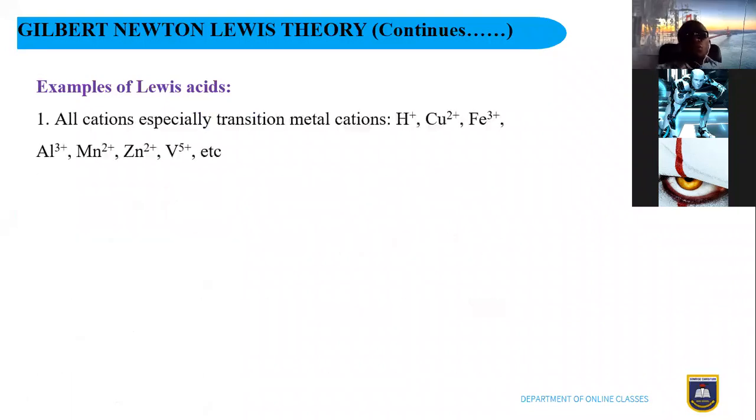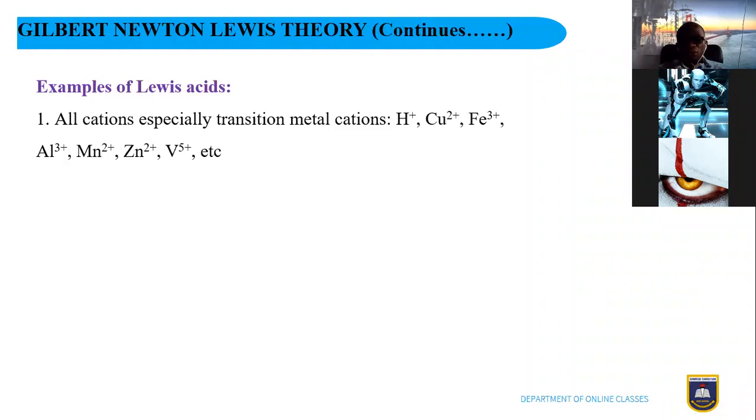Now let's look at examples of Lewis acids. Then we'll look at examples of bases. All cations, especially transition metal cations, all of them, cations. Once they have a charge, you are an acid, according to Lewis. Why? Because the charge means that you have lost electrons, and so you have empty orbitals to accept electrons from anybody who wants to donate to you.